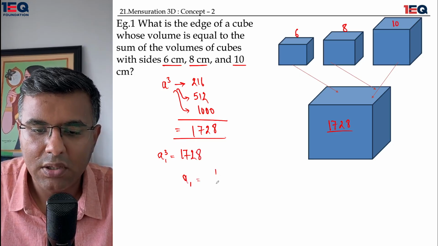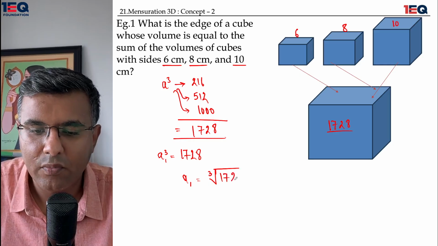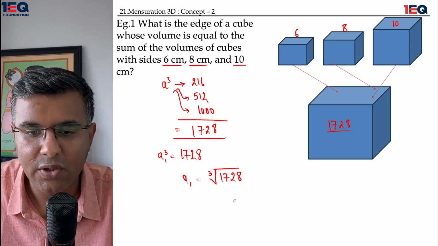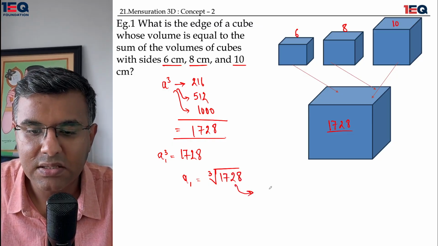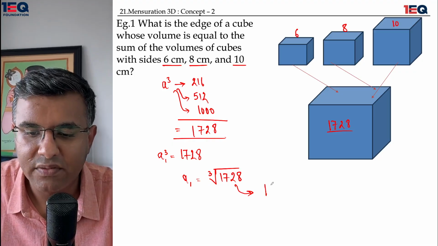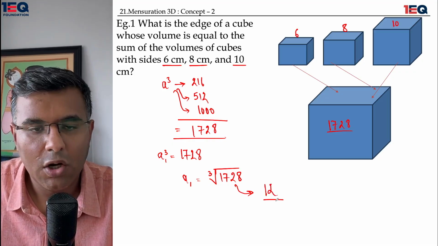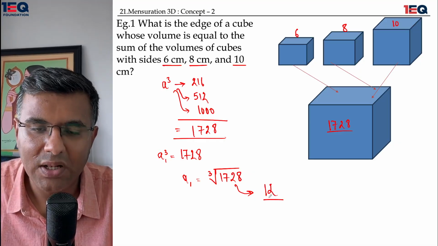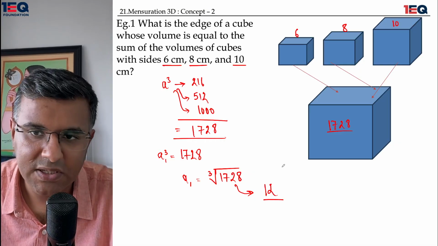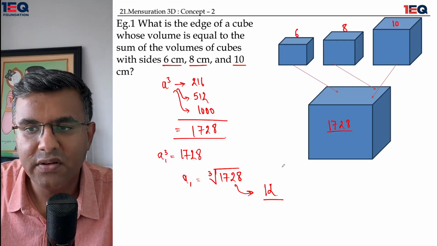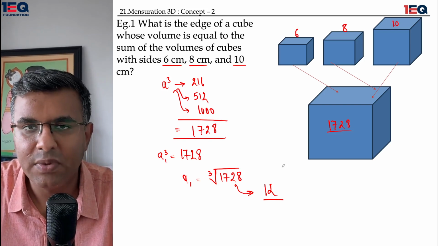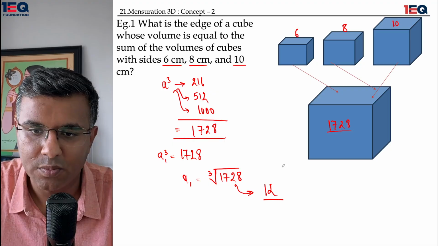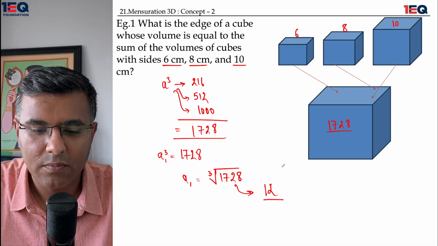I need to find the value of A dash. That would be the cube root of 1728. So the cube root of 1728, you may memorize this. The cube root of 1728 is 12. So 12 is the side, or 12 is the edge of the cube whose volume is equal to the combination of 6, 8, and 10 cubes. Okay, 6 cube plus 8 cube plus 10 cube is equal to 12 cube. Let's move on.